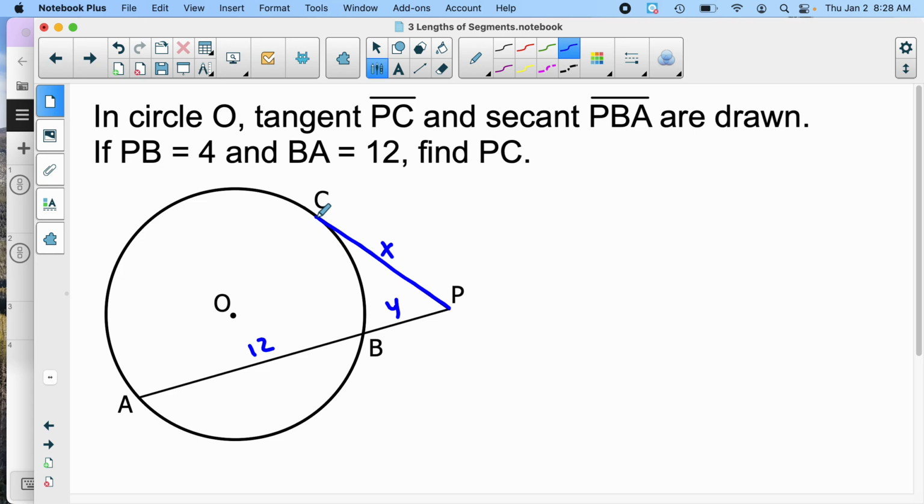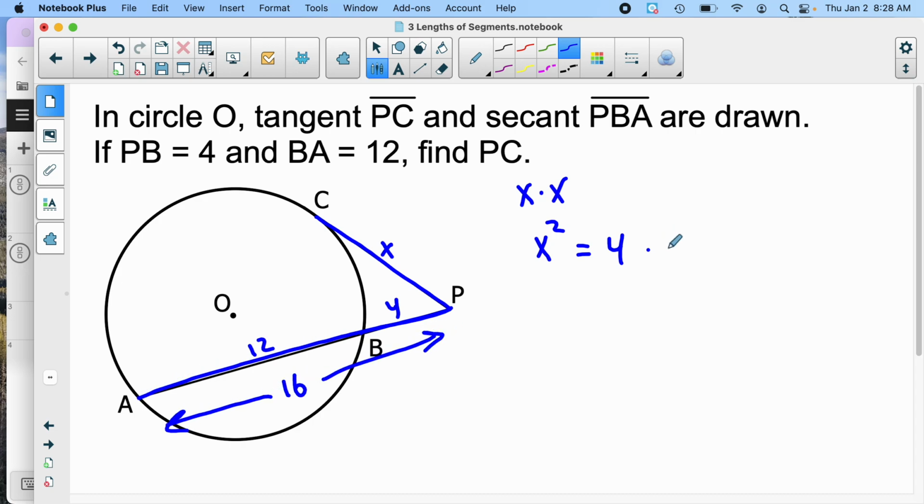So here's that special case where there's only one segment, segment PC. So we have to actually square it. So we have to do x times x, or x squared, equals. Now the power of the point says it's this distance times the entire distance. That entire distance is 16. And here's the equation we want to solve. So 4 times 16 is 64.